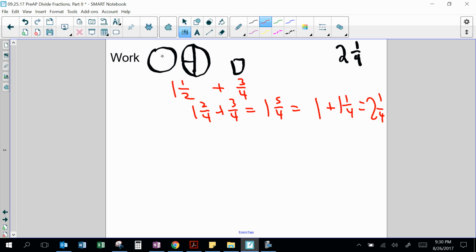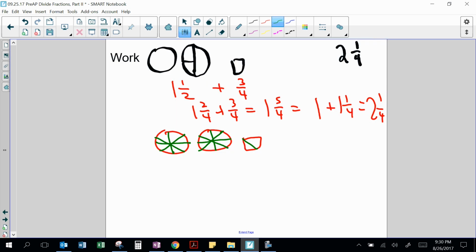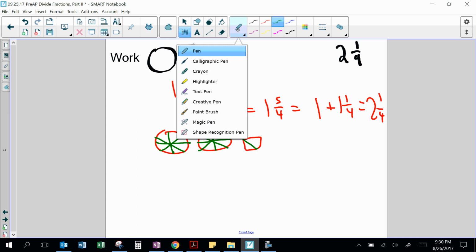So now, this is how much cheesecake she gave away. 2 and 1/4. Each audience member received eighths. So let's divide each one of these into eighths. Did they each get an eighth of a slice? I believe they each got 3/8 of a cake. So it's like 3 slices. So let's use our highlighter feature.